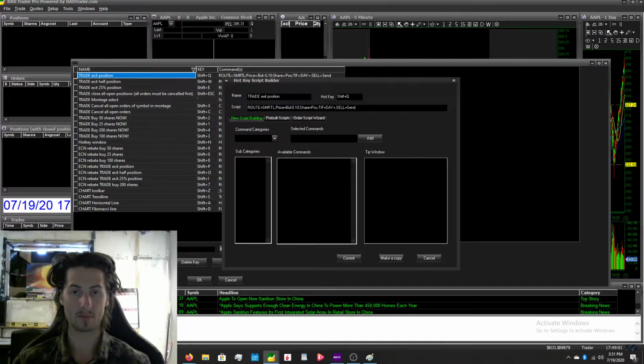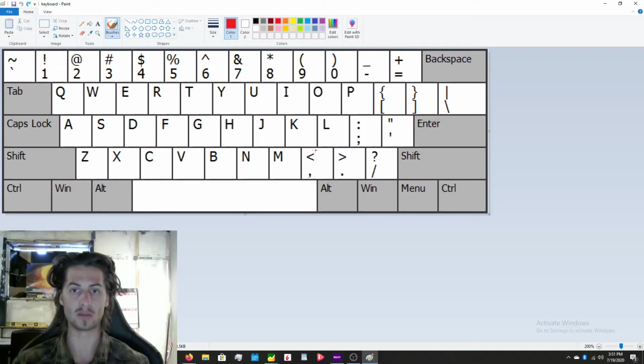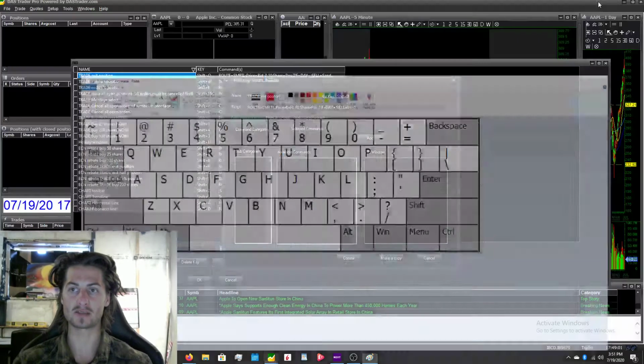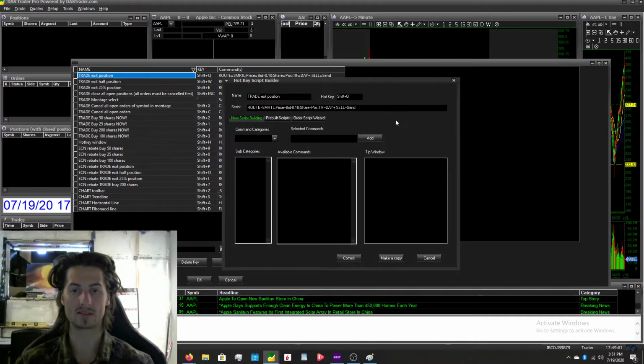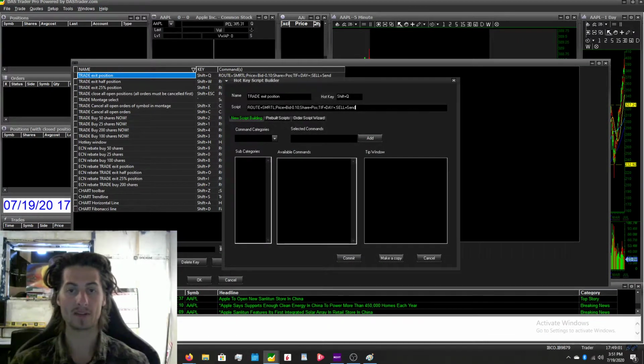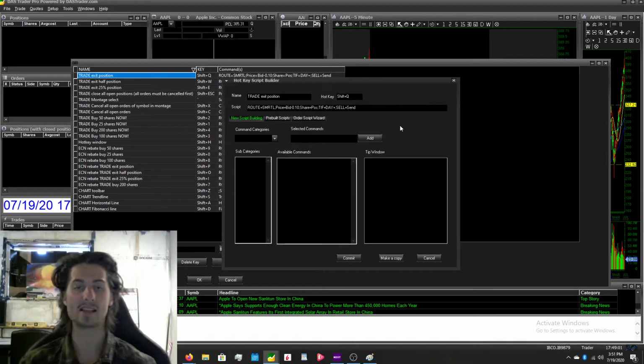Underneath the bid-ask spread, share size is position, and these are all separated by semicolons. So all these little commands are separated by those. That's probably too hard to see on YouTube. The time in force for this order is the day plus, and sell equals send. What sell equals send does is that it sends it instantly.